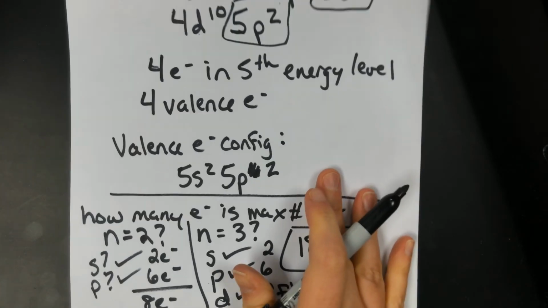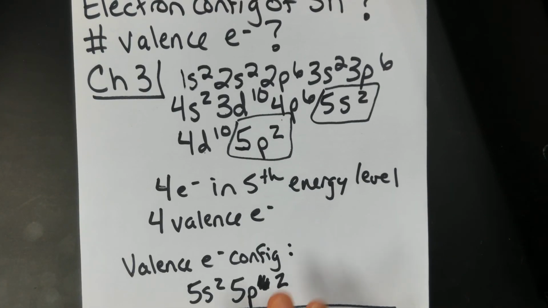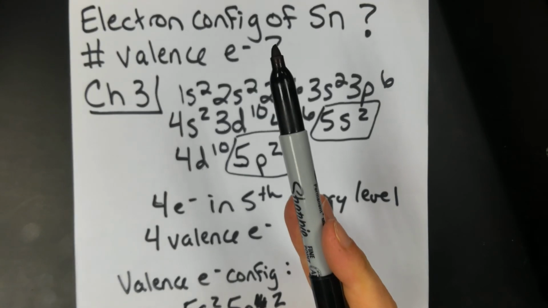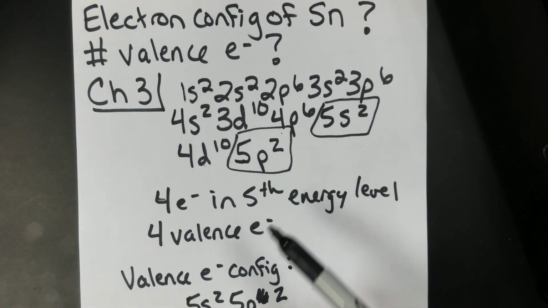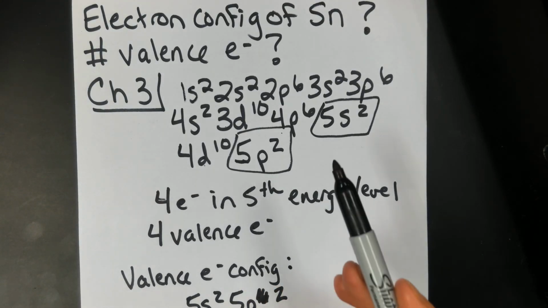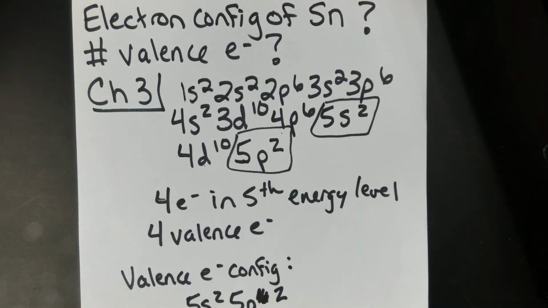That's another question they're going to throw at you. So this is a way to do electron configurations and calculate valence electrons, and also to identify the number of electrons that are in the shells and subshells. So, all right.